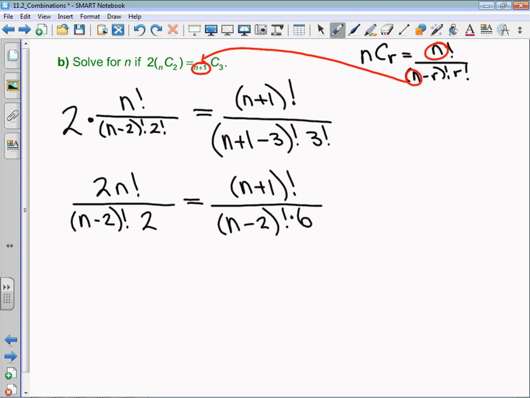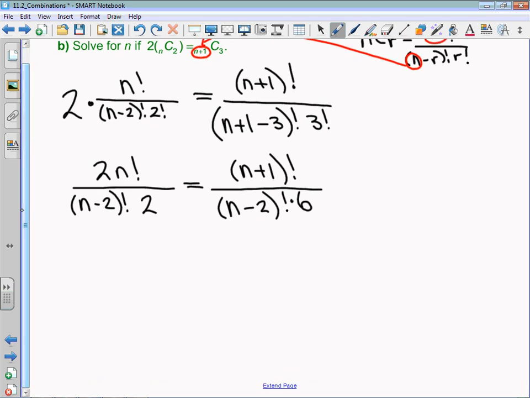Now, we need to solve this as if it were any other type of algebra expression, and we're going to try to isolate the variable. To isolate the variable, we have to get it out of the factorial notation. In order to do that, we are going to write large factorials as their smaller counterparts within the same fraction. But before we do anything, 2 divided by 2 is 1, so we're going to get rid of that 2 immediately. And then I'm going to rewrite n factorial as n times n minus 1 times n minus 2.